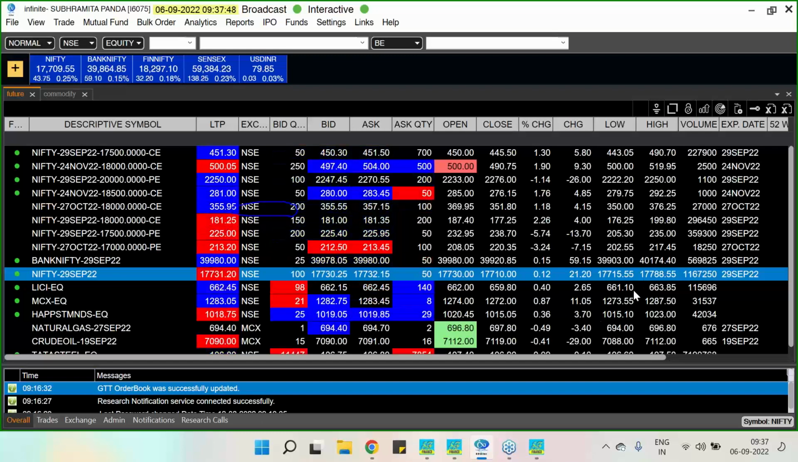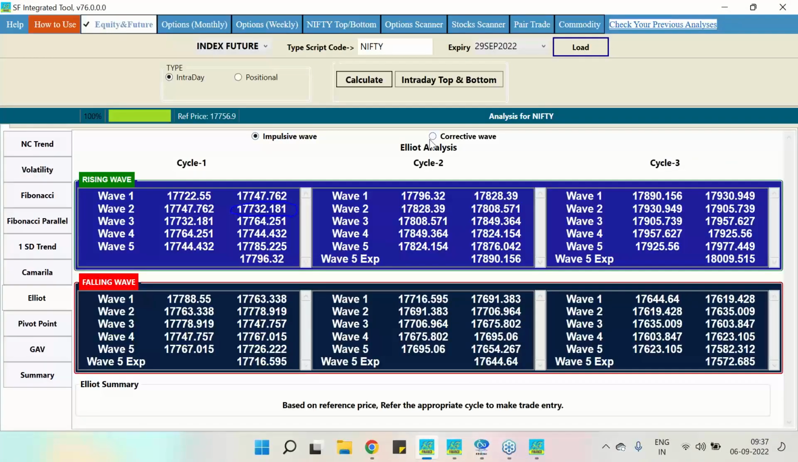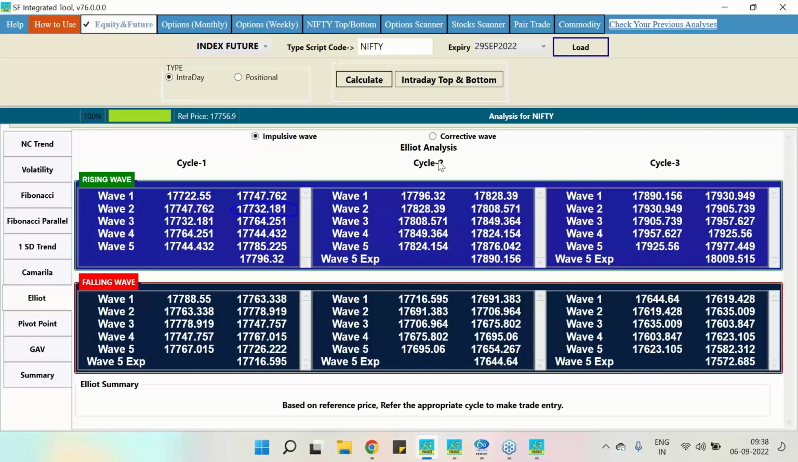So here it has gone beyond the corrective patterns range. The corrective patterns range was 17,778. Price has gone beyond that, 17,788. So here it is easy to know. It has completed wave 5, and from there it has retraced. So we can say that now it is accepting the impulsive pattern.